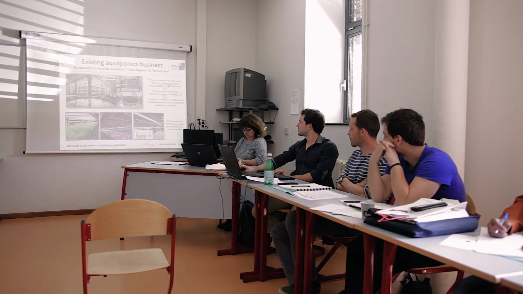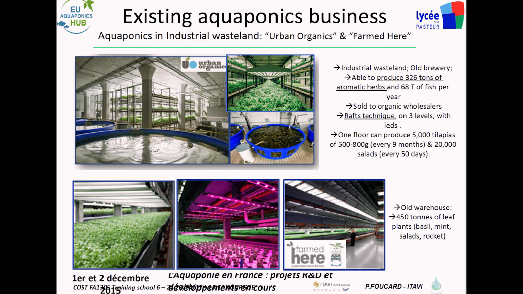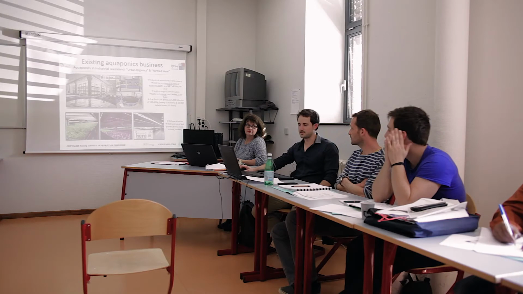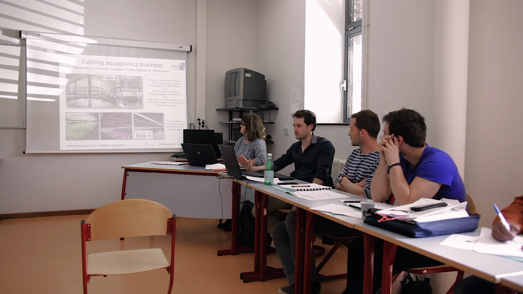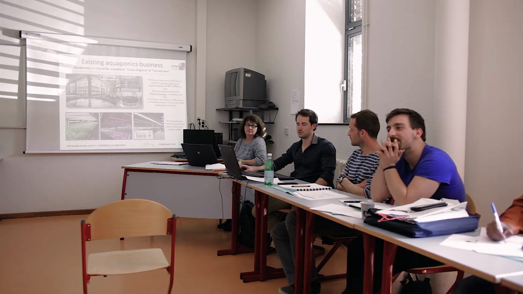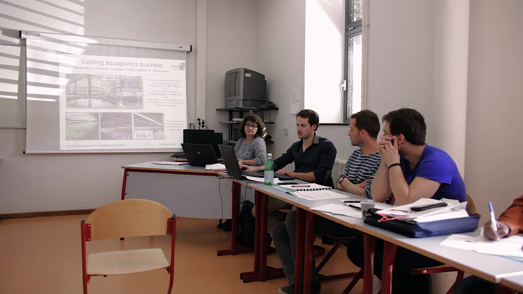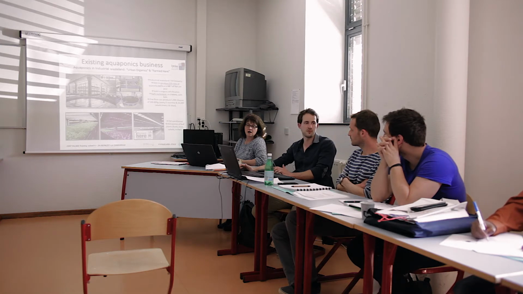Then we have aquaponics in industrial wasteland. We have two good examples of that: Farm Deer and Urban Organics in the USA. I think Farm Deer stopped aquaponics. Yeah, I wanted to say that. They began with aquaponics, but now they think it might not be so economically viable from their point of view. So they just do hydroponics because they know that they can sell their products in hydroponics too. So I think they just concluded it's easier than aquaponics.